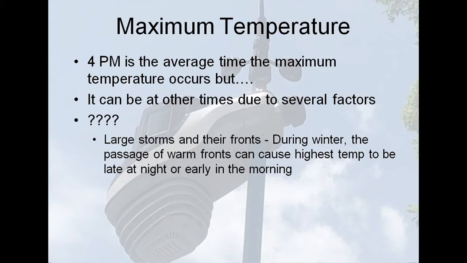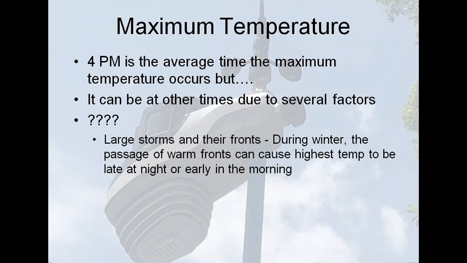So, okay, large storms and their fronts. We talked about the warm fronts, frontal passage. Now, you could have just a maximum temperature early in the morning. A cold front comes through early in the morning, and then your maximum temperature is early that morning, and the cold air mass hits you, and then you're just cooling off the rest of the day. So we see that happen quite a bit too.